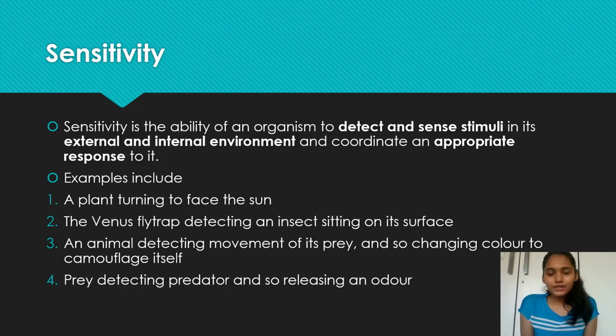Sensitivity. Now, this definition is very important. I have seen it over and over in exam papers, recent ones as well. So sensitivity is the ability of an organism to detect and sense stimuli in its external and internal environment and coordinate an appropriate response to it. This question very well can come for 3 marks because there are three distinct parts of the answer that you can include, and do not forget it, please, because you shouldn't lose marks in a definition. That's just sad, okay?